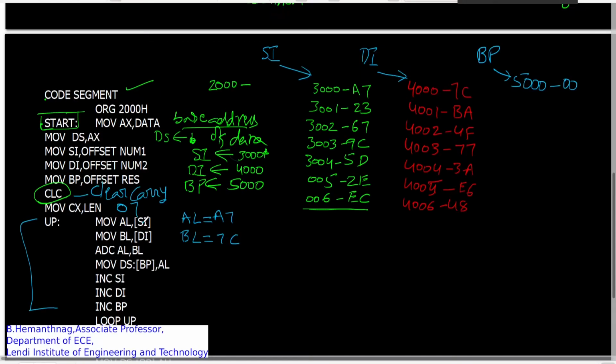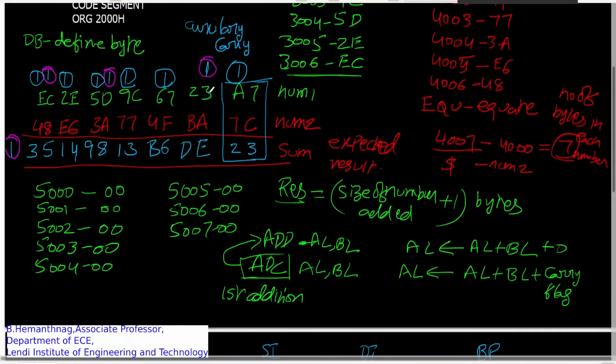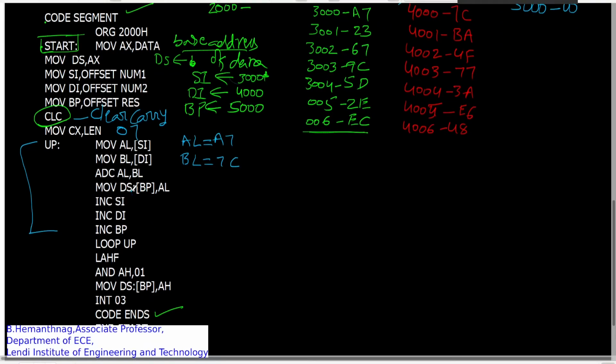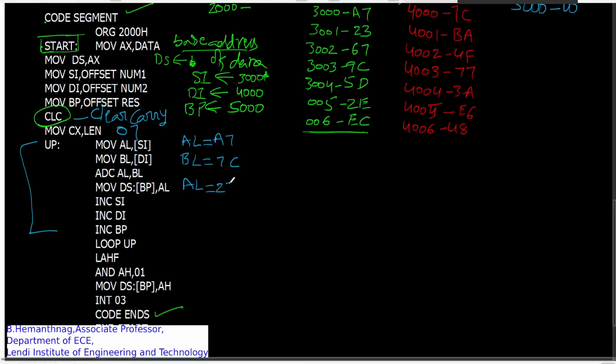Now in the next instruction, we perform addition with carry of AL with BL. From the manual calculation we have done, A7 is added with 7C and we get the sum of 23 and a carry of 1, which is taken into the carry flag. That can be used for the next byte addition. Now the result is in AL, which after the addition will be changed from this to 23.